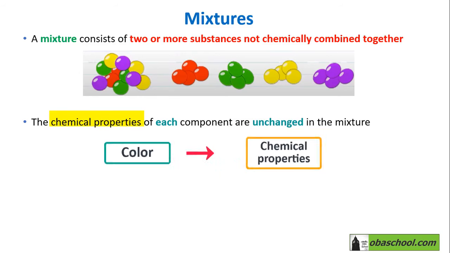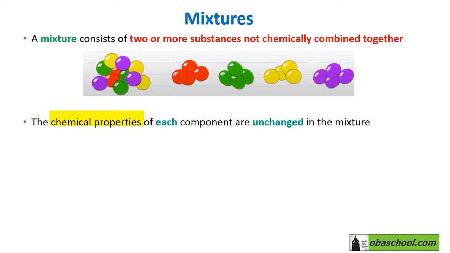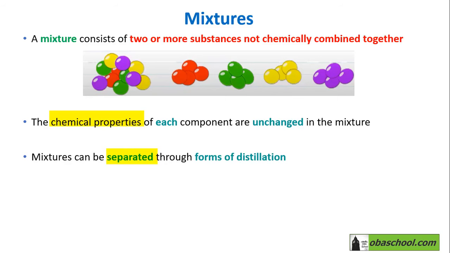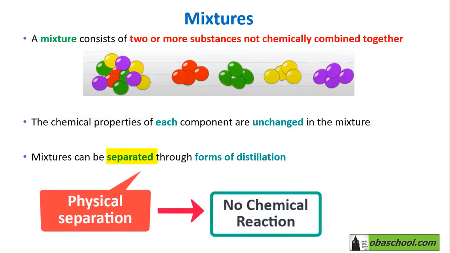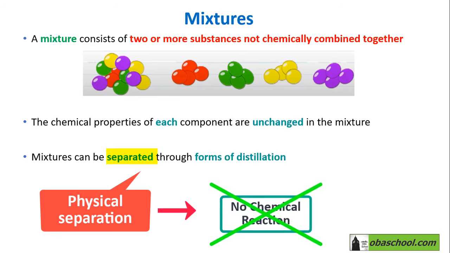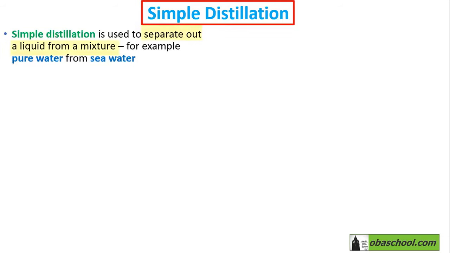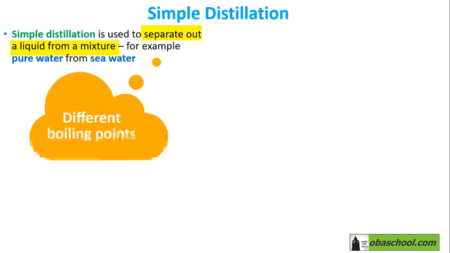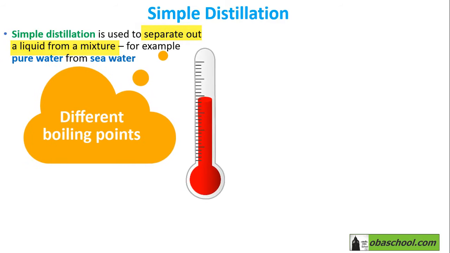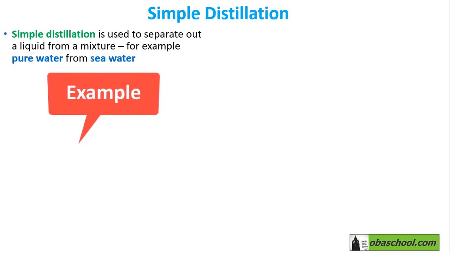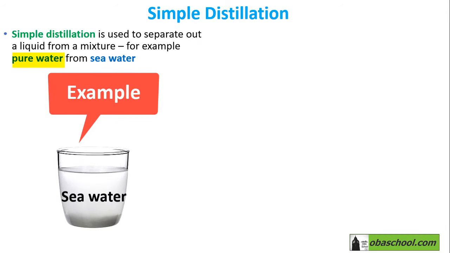As a result, mixtures can be separated by physical means of separation, those that do not involve a chemical reaction. A really useful example of these for separating mixtures is distillation. We can start by thinking about simple distillation, which is used to separate out a liquid from a mixture. It is a common example to separate mixtures with different boiling points. A common example used in industry is to separate pure water out from seawater.